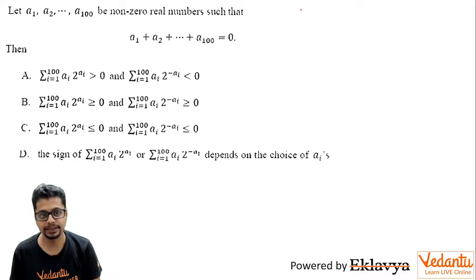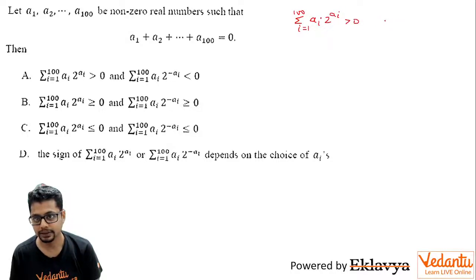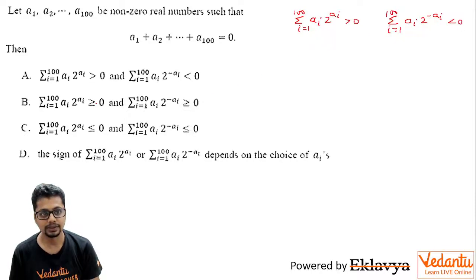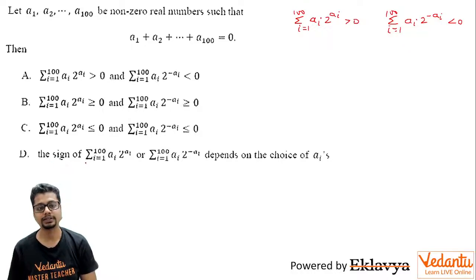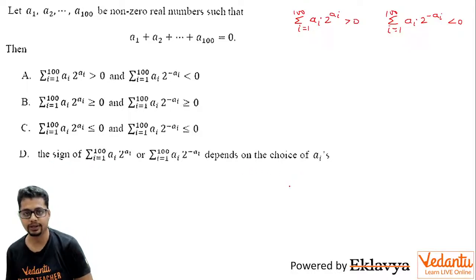So here option A is written as sigma i equal to 1 to 100 ai 2 to the power ai greater than 0, and sigma i equal to 1 to 100 ai 2 to the power minus ai less than 0. Similarly in option B it is greater than or equal to. In option C it is less than or equal to. In option D it says the sign depends on the choice of ai's.